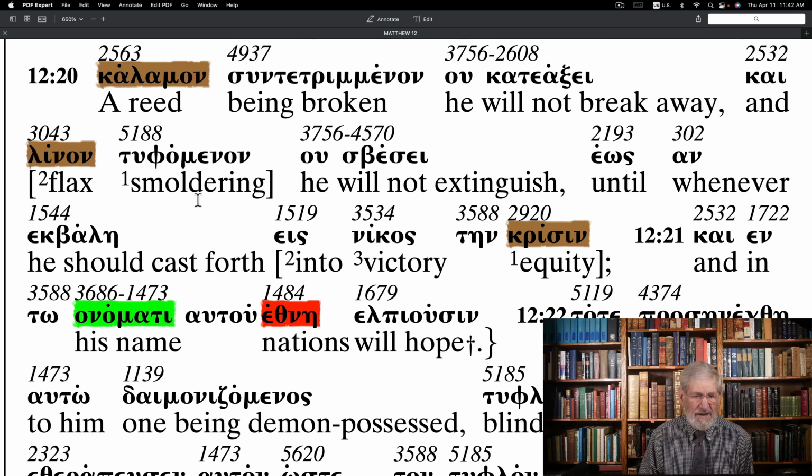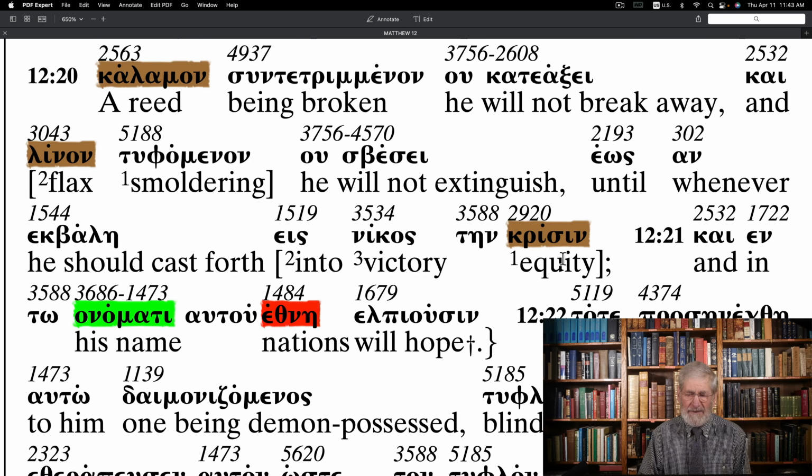Verse 20, kalamon syntetrimmenon ou katea3ei, then he will not break a bruised reed. Katea3ei would be the verb, and that would be the noun, that would be the subject, and a reed is the object, and it's in the accusative. Kai linon typhomenon ou sbesei, and he again is the subject, will not extinguish a smoldering, that is the adjective, flax, and the object, so it's accusative. Heos an ekbalE eis nikos tEn krisin.